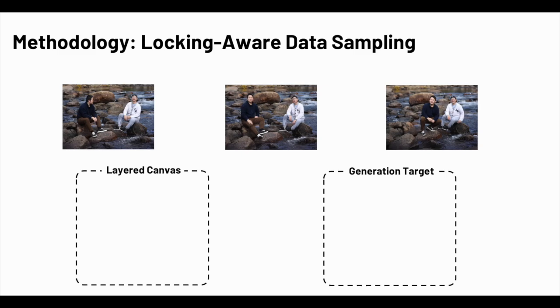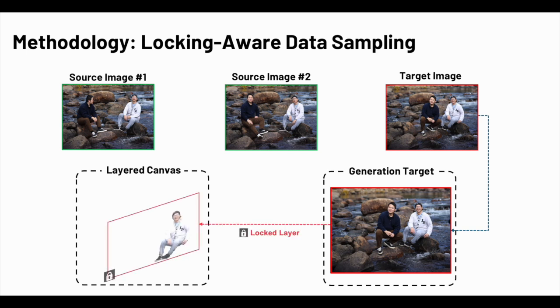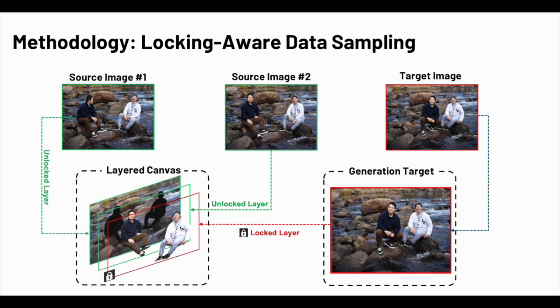We sample our data from a series of samples containing the same human subjects with different poses and backgrounds. We randomly assign one to be the target while the remaining images become the source images. During locking-aware sampling, our locked red layers are directly sampled from the target, while the unlocked green layers are sampled from the source images.